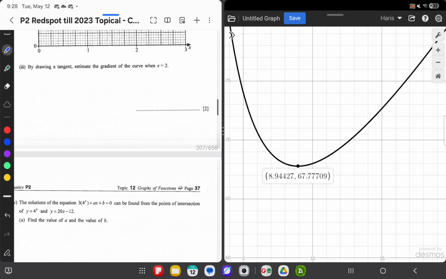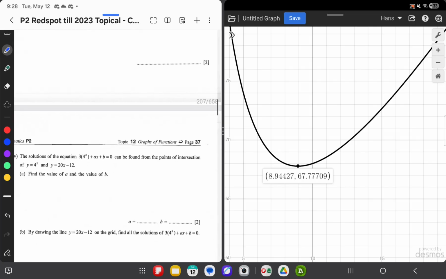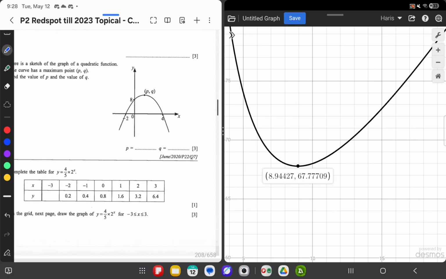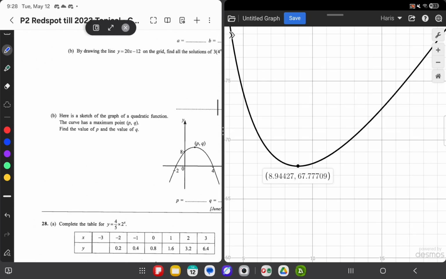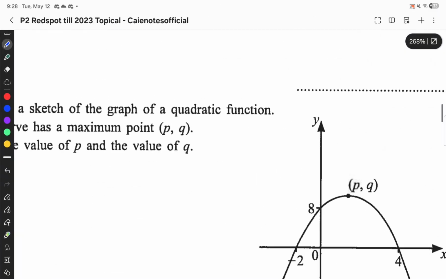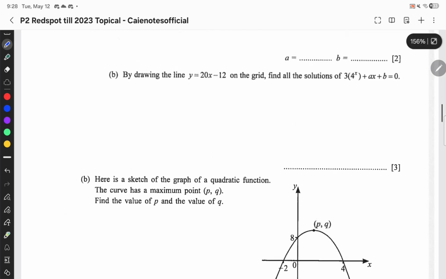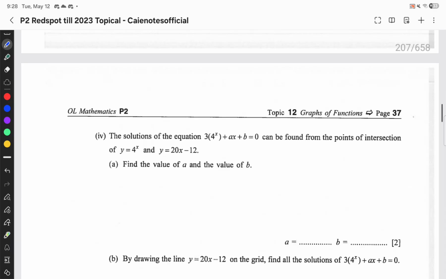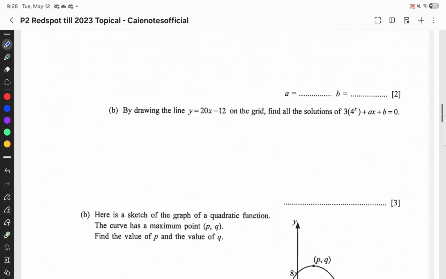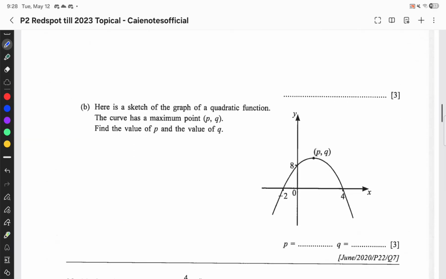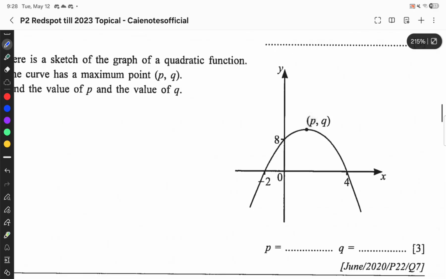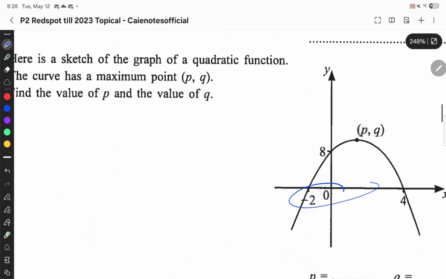Let me find other things to do. Okay, now this minimum has the maximum point PQ. Find the value of P and Q. Remember in the questions I said the vertex is the minimum or maximum point in a quadratic function? Here we can find the value of P and Q very easily. One, we are given the roots. Roots are at -2 and -4.